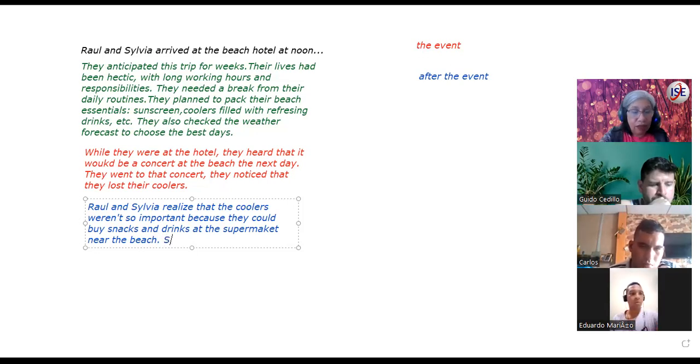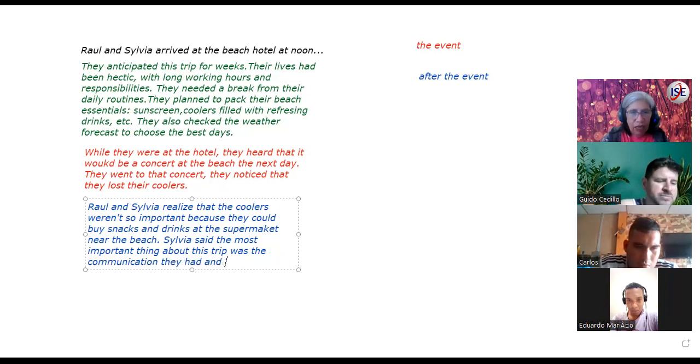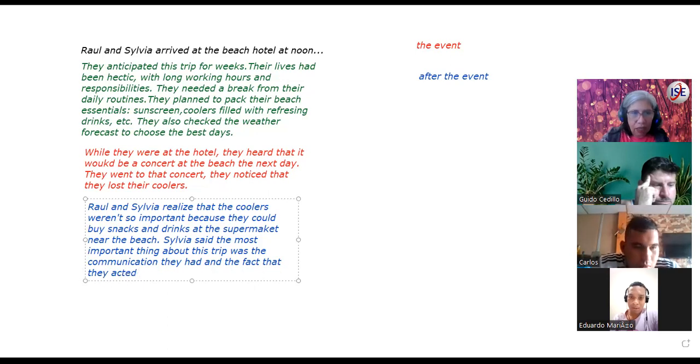Sylvia said to Raul that the most important thing about this trip was the communication they had, the fact that they acted like a couple, with understanding. They could behave, se podían portar, like a couple.